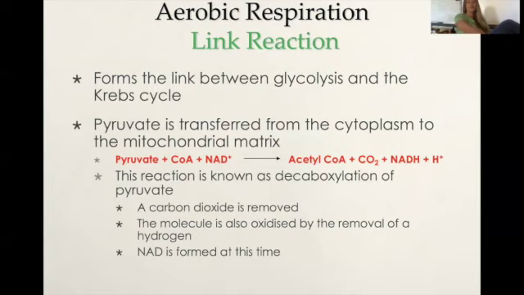Okay, so glycolysis has occurred. We've got our pyruvate. Now we're going to do a link reaction. The link reaction links glycolysis to the Krebs cycle. So pyruvate is transferred from the cytoplasm to the mitochondrial matrix, and you see in red the chemical equation for that. The reaction is known as the decarboxylation of pyruvate. Holy cannoli, another big scientific term. Decarboxylation just means you're popping off a carbon dioxide.